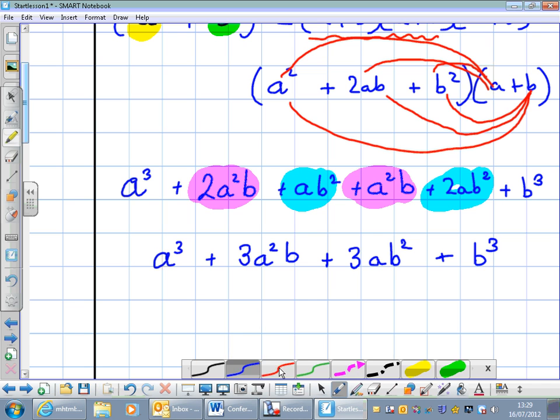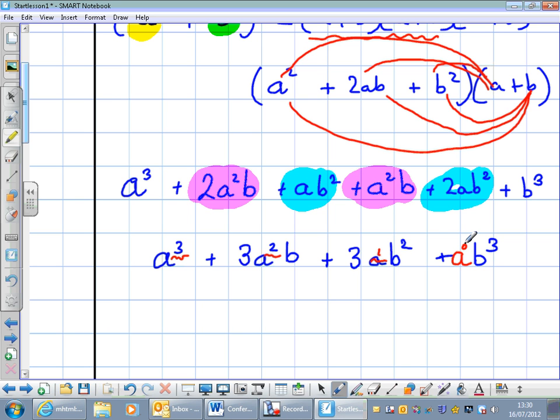Notice this. I've put them in descending order of powers of the first letter, which was a. It doesn't look like there's any a here, but it's actually a to the power naught, which of course, as we know, anything to the power naught is 1. So if you want to see it, we've got a to the power 3, a to the power 2, a to the power 1, a to the power 0 going down. And if we want to look at it from the point of view of b, we've got b cubed at the end, b squared, b to the power 1, and here we could think of it as b to the power naught.